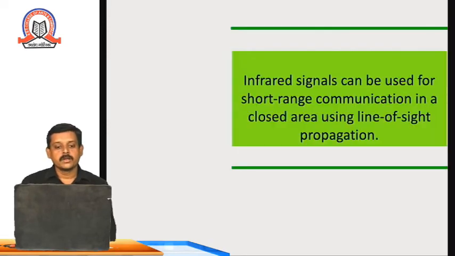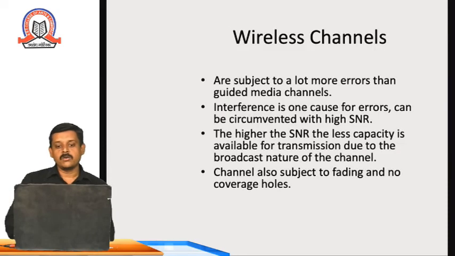Then infrared signals. Infrared signals can be used for short range communication in a close area using line of sight propagation. Many of you might remember that many old phones had infrared, so we could transfer data using those infrared signals. Now let's discuss wireless channels.